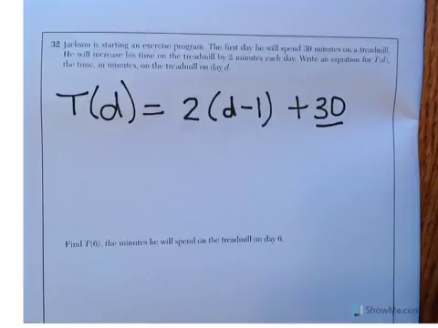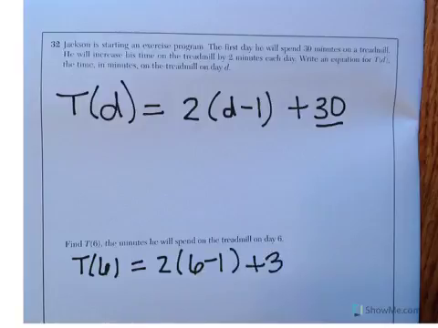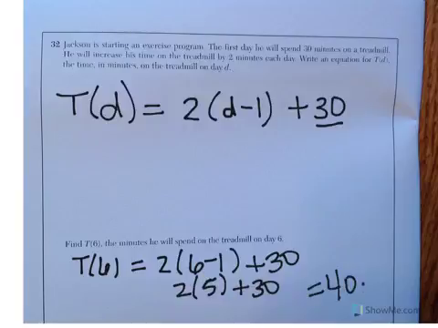And when it says find T of 6, the minutes he will spend on the treadmill on day 6, well, if I plug it into my formula, T of 6 will equal 2 times 6 minus 1 plus 30. So I'll have 2 times 5 plus 30. 2 times 5 is 10. Plus 30 would give us 40 minutes. That's how long he will spend on the treadmill on day 6.